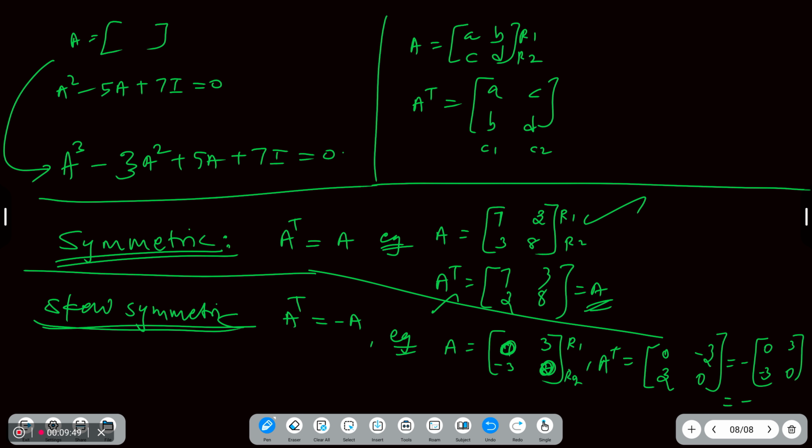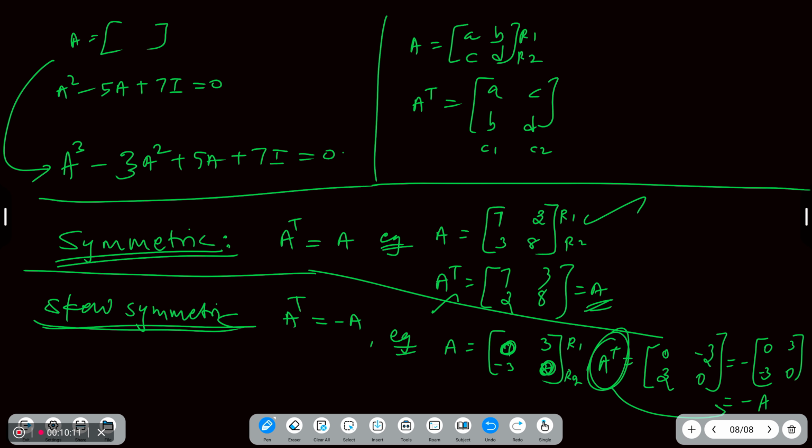Now it looks like minus A. So when I take the transpose of A, I got minus A. So when you take A transpose and get minus A, it's called a skew symmetric matrix. This is the way to check a symmetric matrix and a skew symmetric matrix.